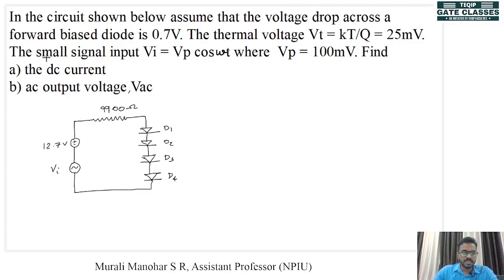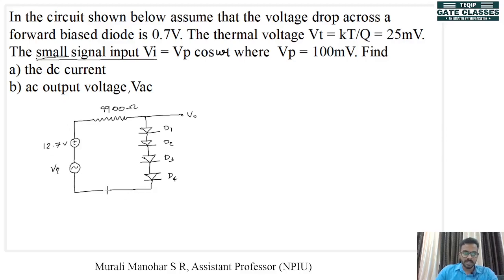Now, there is a new term called small signal input, right? In this case, this is a signal input and this signal input is a sinusoidal input. Okay. So, we need to find two things. First thing is the DC current, second thing is AC output voltage. Here we have our output voltage.